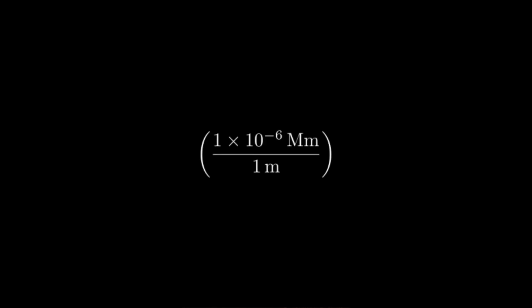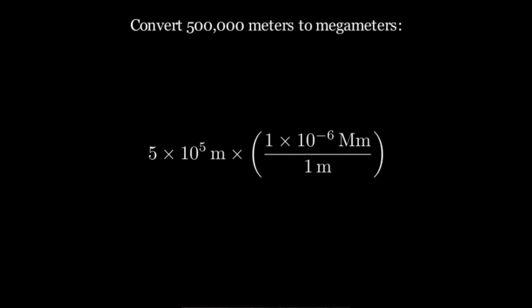There are 10^-6 megameters in 1 meter. So we use this conversion factor. Convert 500,000 meters to megameters. The answer is 0.5 megameters.